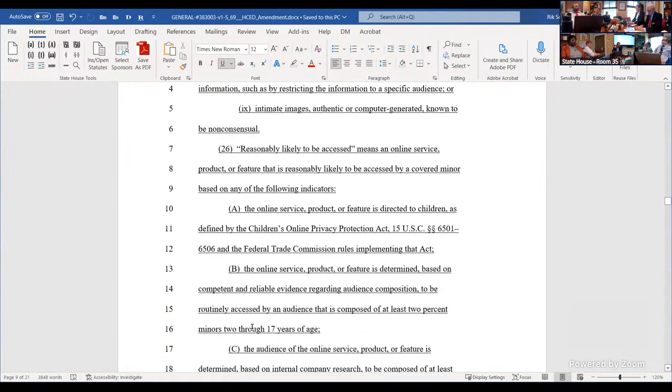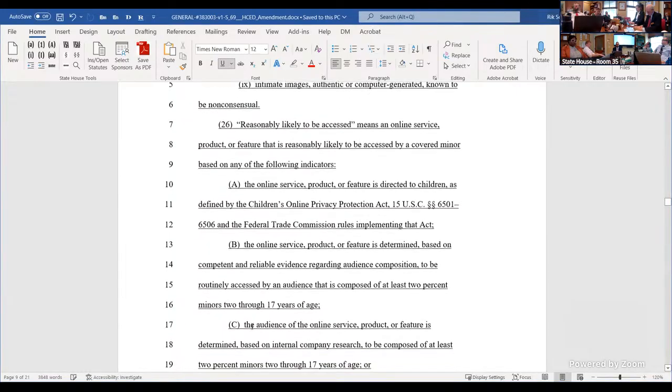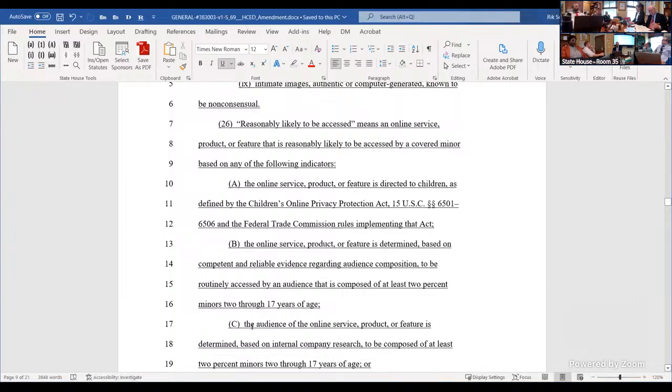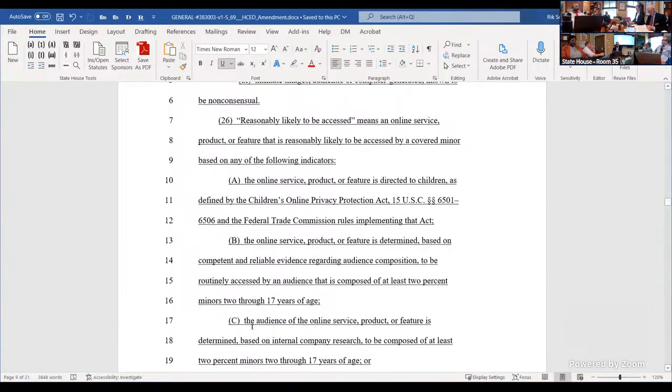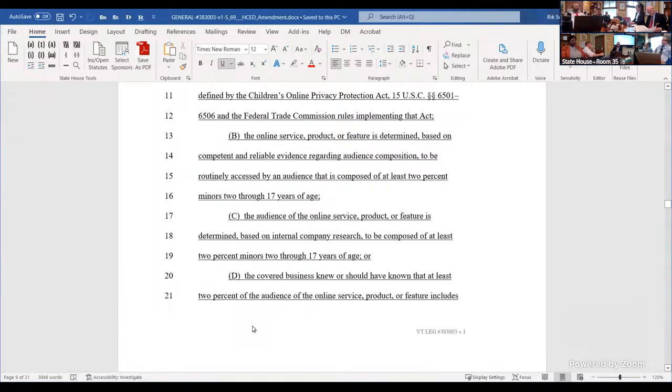Reasonably likely to be accessed means an online service, part, or feature that is reasonably likely to be accessed by a covered minor based on any of the indicators. It is directed to children as defined by COPPA and the FTC's rules implementing COPPA. The online service, based on competent and reliable evidence regarding audience composition, is routinely accessed by an audience that is composed of at least 2% minors 2 through 17.